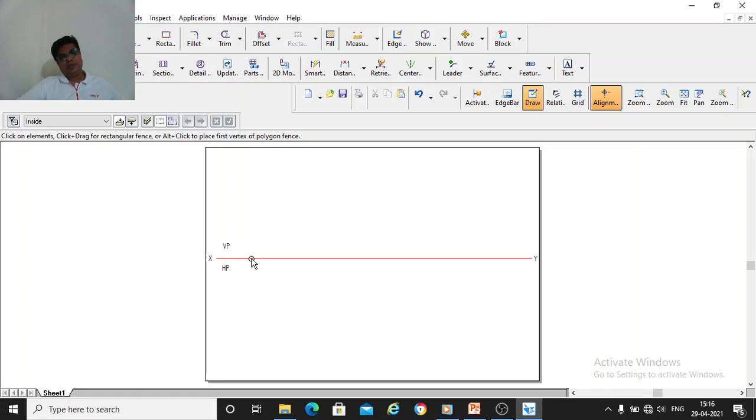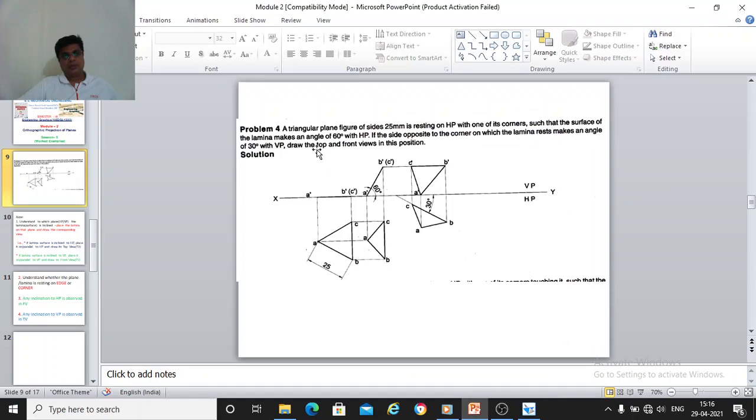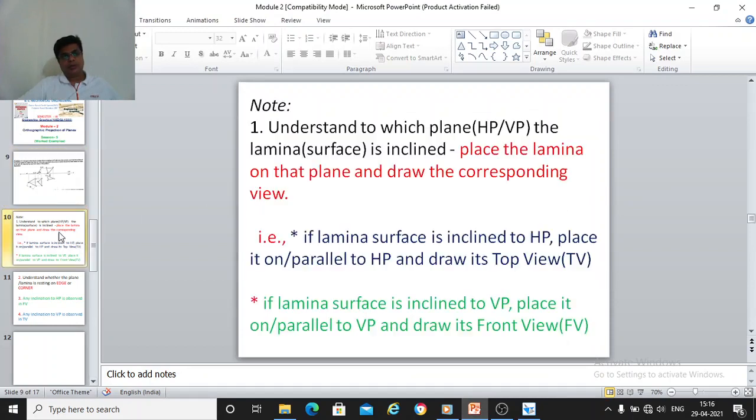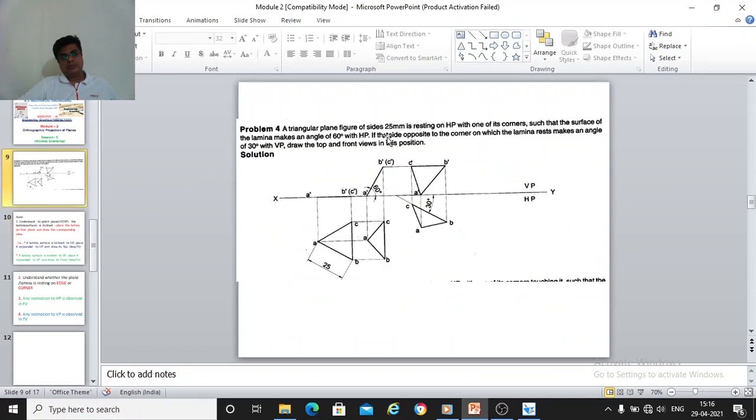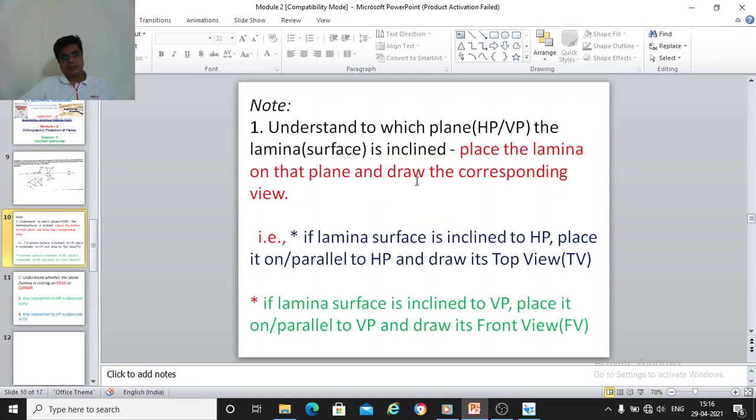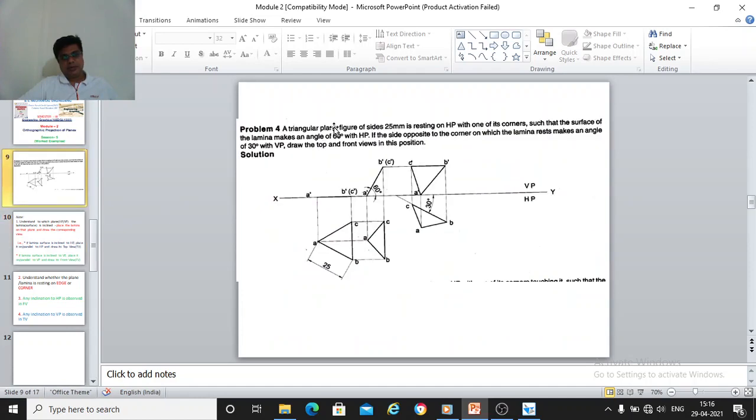So the initial drawings, we will move on to the problem now. In the problem, first I told you that you should understand what the plane is, what kind of plane it is, whether it is a triangular plane, rectangular plane, square or circle, pentagon or hexagon. So first, try to understand what kind of plane it is. It's a triangular plane, that is the shape.